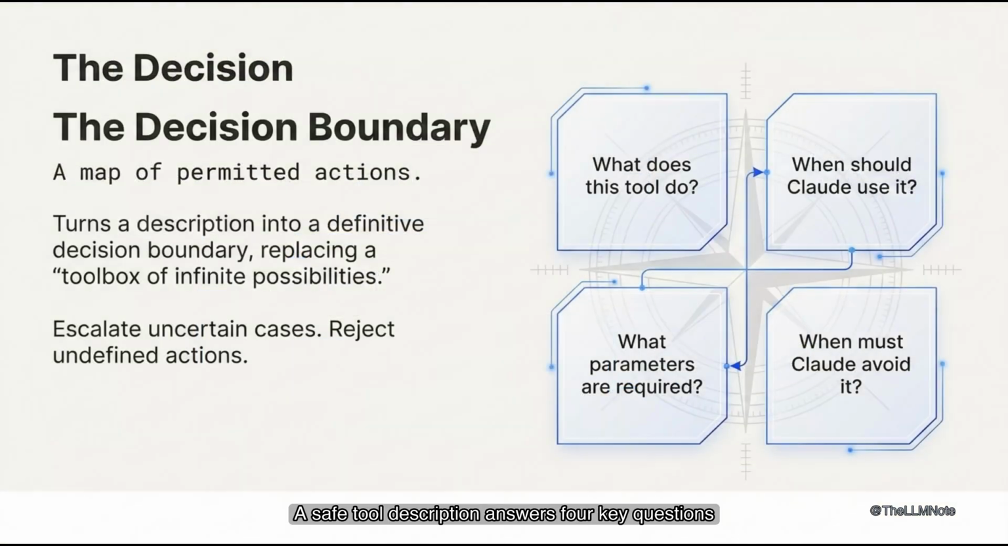A safe tool description answers four key questions. What does this tool actually do? When should Claude use it? What parameters are required? When must Claude avoid using it? This creates a clear decision boundary. The model stops seeing a toolbox of options. It now sees a map of allowed actions. It also sees rejected actions, and it knows the escalation path for uncertain cases.